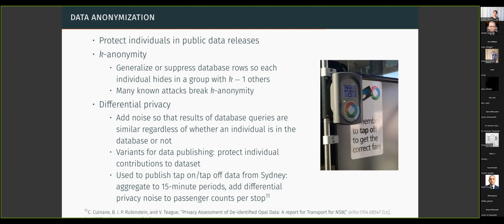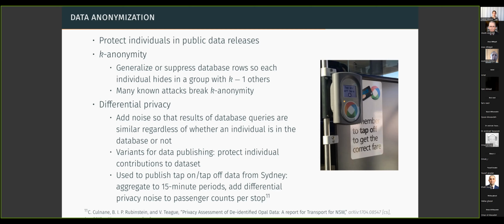In the data publishing setting, one example is, as I said, public transport data. The city of Sydney has published public transport data using differential privacy as a protection. And basically what they did is they aggregated data first so that they had 15-minute periods, and then released counts for each public transport stop. And to these counts, they added noise according to differential privacy.